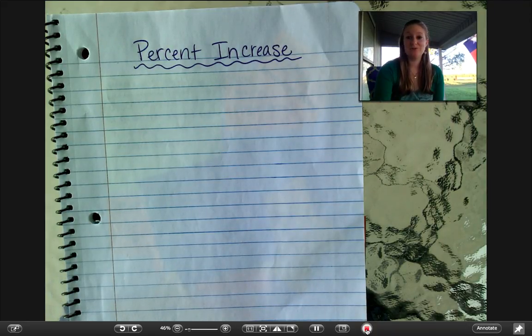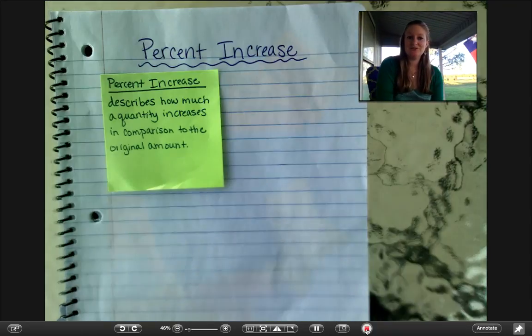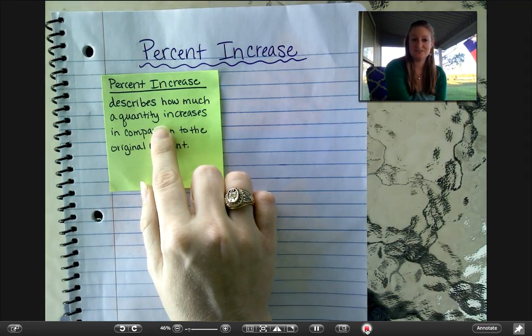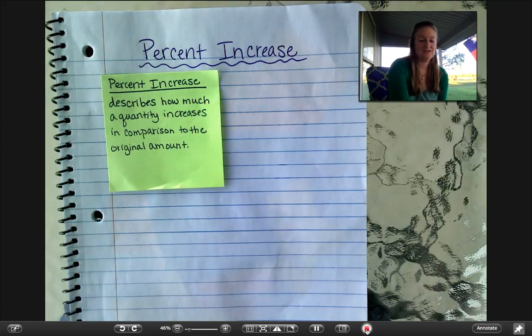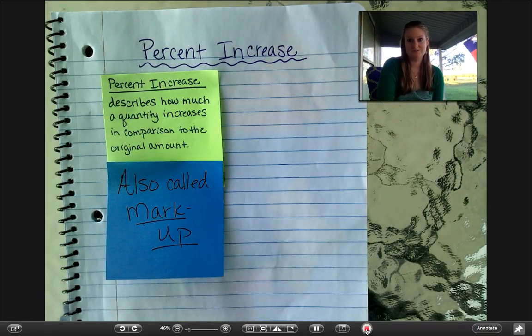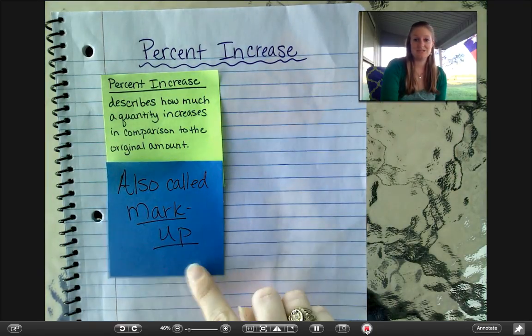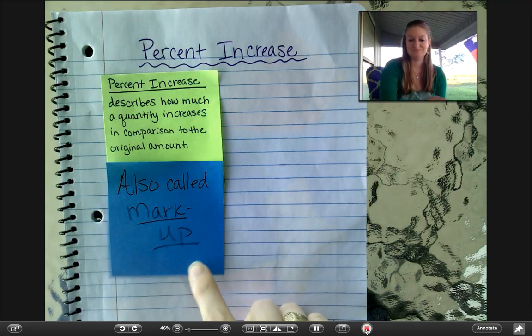Today we're talking about percent increase. Percent increase describes how much a quantity increases in comparison to the original amount. It's also called markup, depending upon what the question is talking about. Sometimes it's called percent increase, sometimes it's called markup. You still solve it the same exact way.